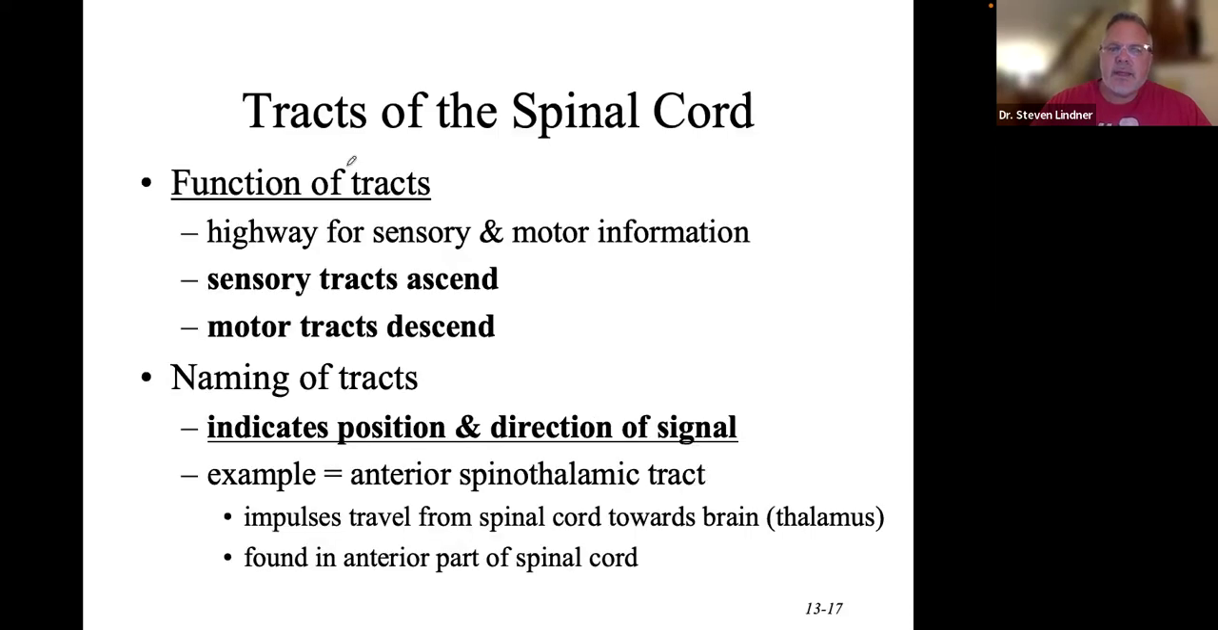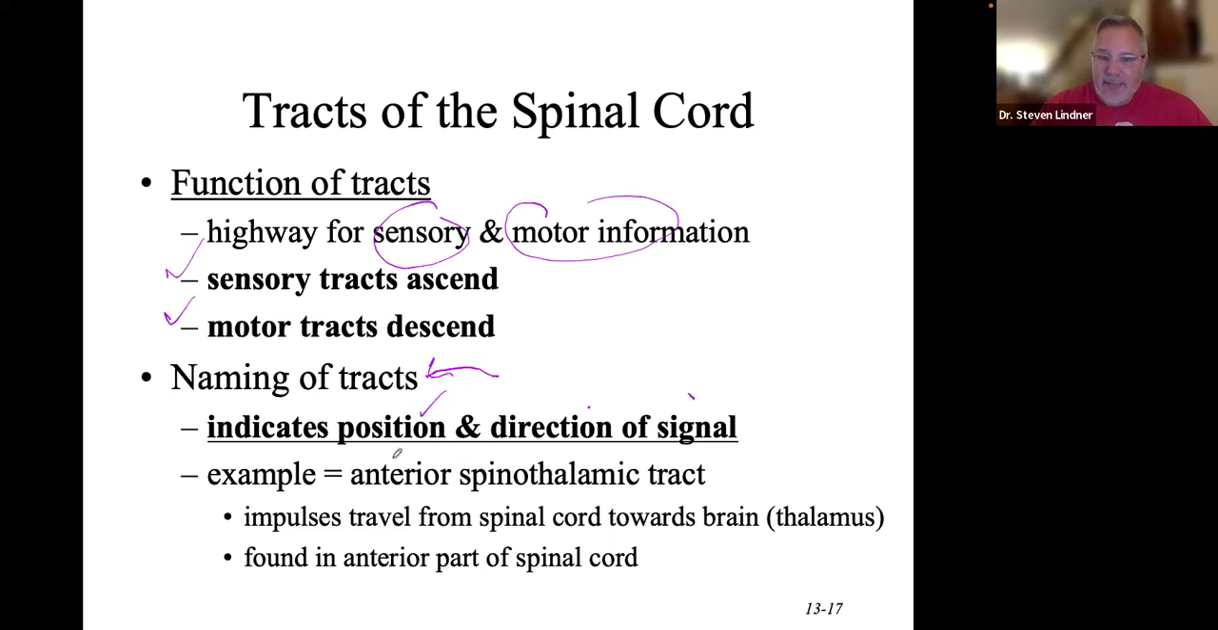So these tracts, we know that they are the highway for sensory and motor. We know that the sensory tracts go up, they ascend. We know the motor tracts go down, they descend. And as I explained before, the naming of the tract helps to indicate the position, where it lies. Is it anterior? Is it posterior? Is it lateral? And it'll tell us the direction of a signal.